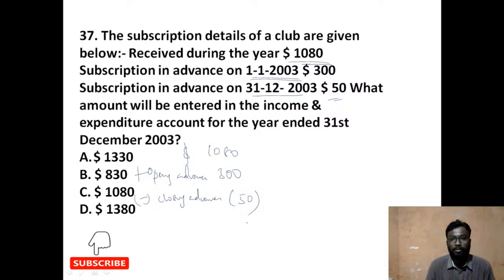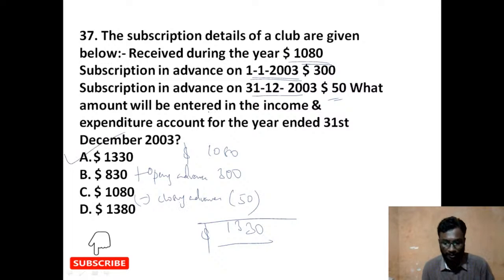So what will be the amount? 1080 plus 300 minus 50, it is 1330. So option A is the right answer. Yes guys.